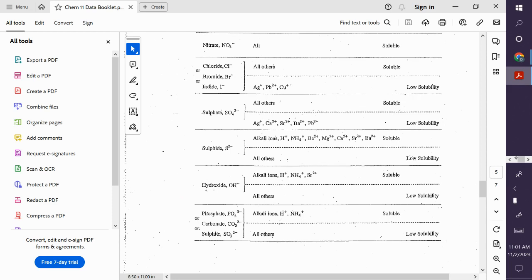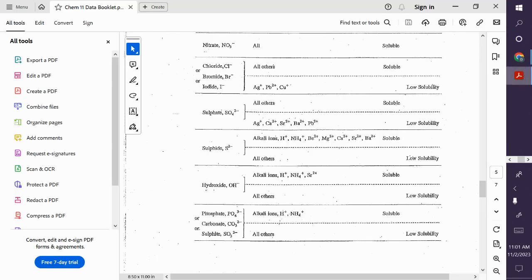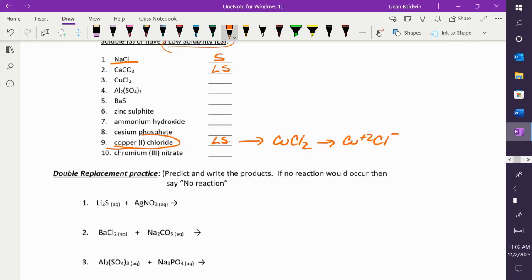So that is going to be low solubility. If I said CuCl2, that's copper 2, right? Copper 2 is not here, which means that would be soluble. So you have to pay attention. When it's multivalent, you have to pay attention to the actual valency of it. If it's copper 1, copper 2, whatever. Iron, same thing. So just be careful with that. This would be low soluble, or that would be soluble.